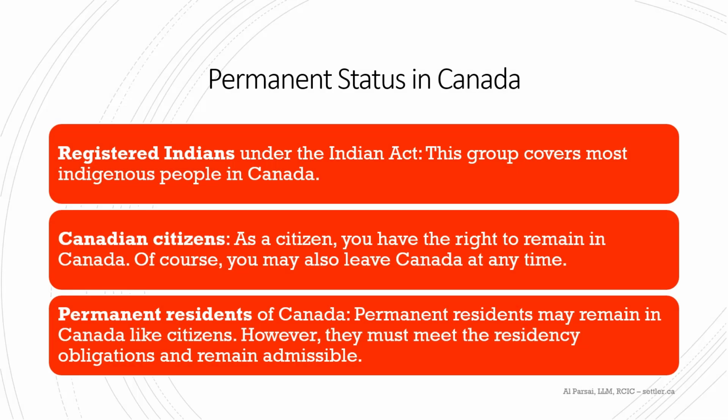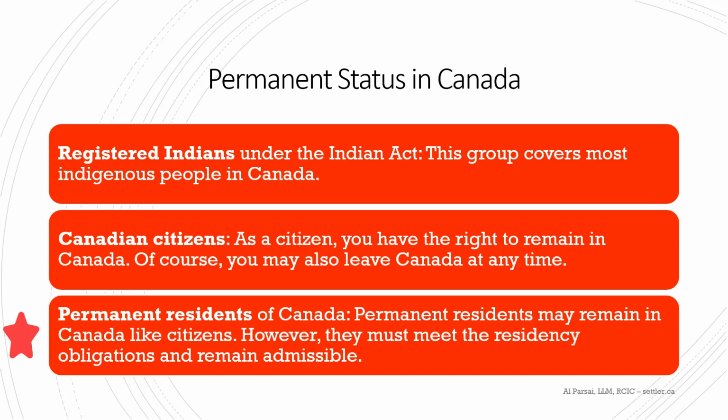A permanent status in Canada covers three groups. One group are the Indigenous people in Canada. Specifically, the registered Indians are recognized to have permanent status in Canada under the Indian Act. We also have Canadian citizens, those people who have become citizens either by birth or through the naturalization process. And the last group is permanent residents of Canada.